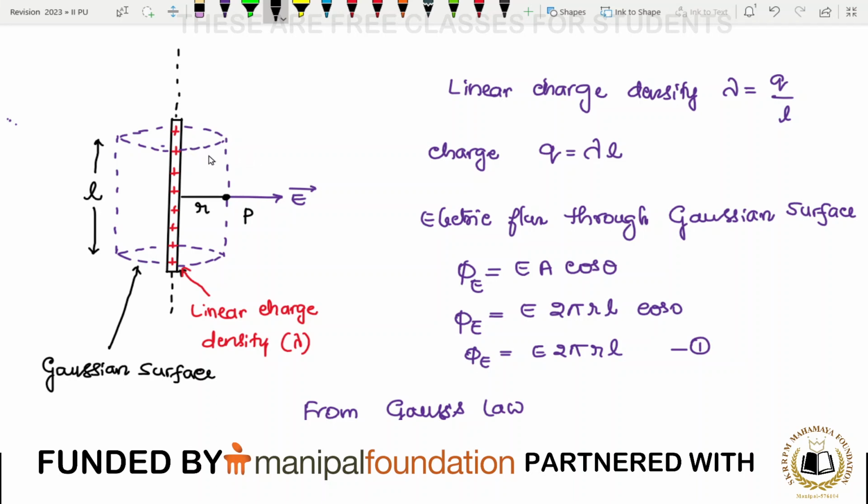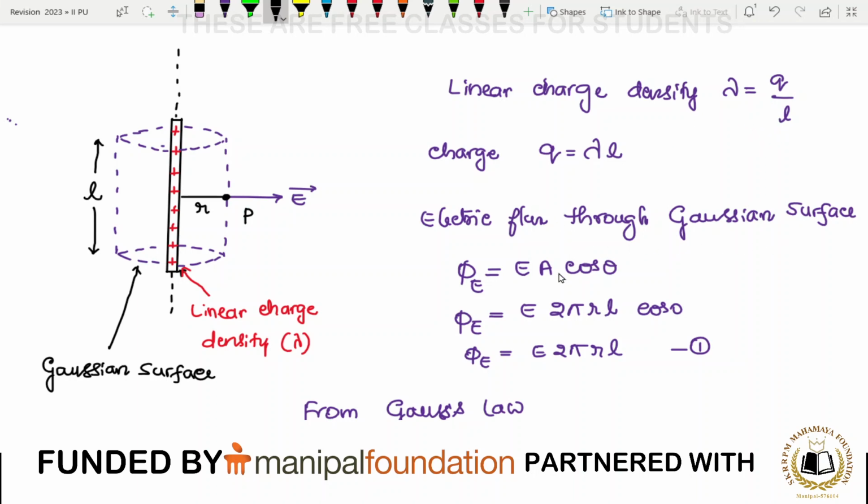If you join all the points, we are going to get one Gaussian surface and there is no electric flux through this region or this region. Only the curved surface outward there is an electric flux. So linear charge density lambda equal to how much here? Q by L. So Q is equal to lambda into L.